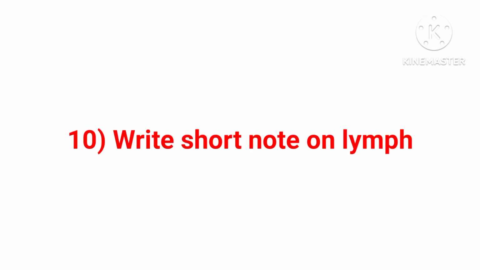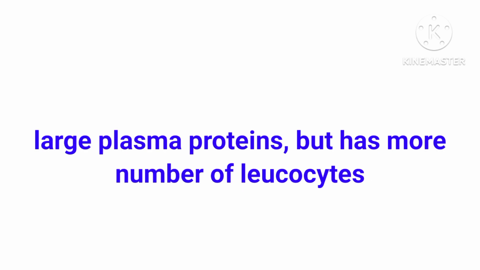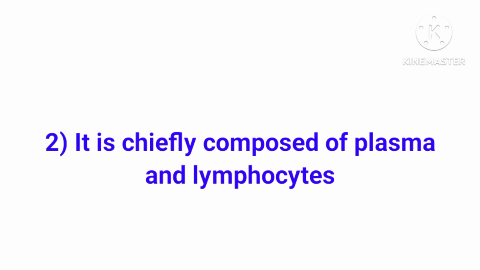I am explaining you the 10th one. Write a short note on lymph. Lymph. Lymph is a colorless fluid. It lacks RBC, platelets and large plasma proteins but has more number of leukocytes. It is chiefly composed of plasma and lymphocytes.